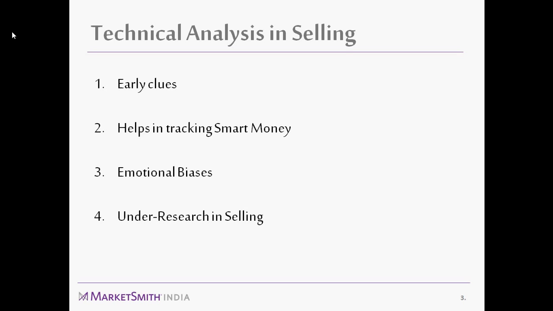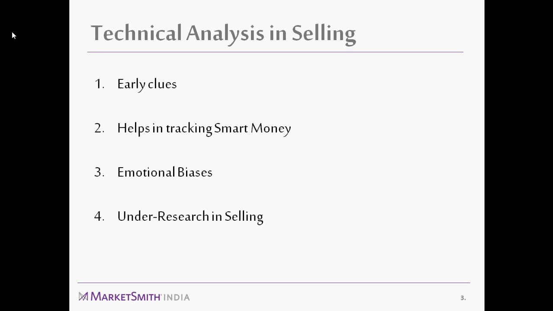When it comes to selling versus buying, selling is heavily underemphasized by the industry and there is a lot of under-research in selling. When it comes to buying, you have everybody online and a lot of research houses telling you which stock to buy, when to buy it, etc. But when it comes to selling, you might have observed that it's underemphasized. There's not really much research out there to tell you when to sell a stock. So to get your selling right, you need to have good rules around technical analysis to tell you when to sell.